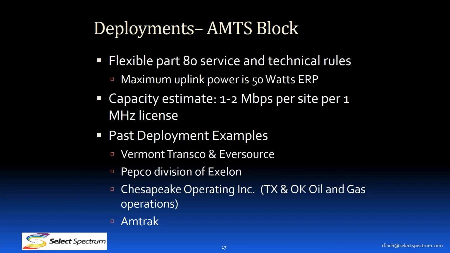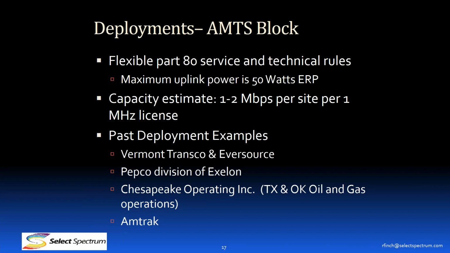In terms of deployments, this is Part 80 service rules. John talked about the maximum downlink power of 1,000 watts, 50 watts in the uplink, tremendously strong compared to what we're used to in other bands. We guess, conservatively, that with just 1,000 kilohertz, you should be able to handle 1 megabit per second per site. My guess is Cambium will tell you that it's higher than that in many cases.